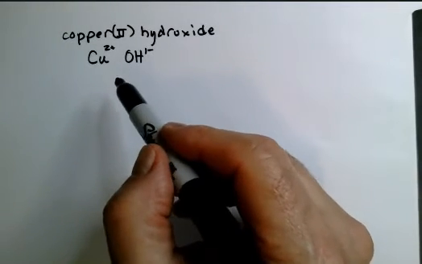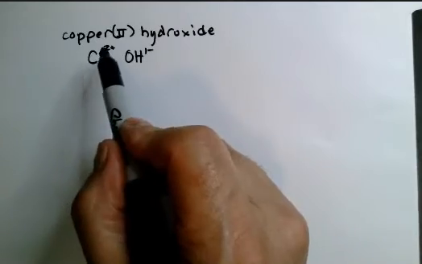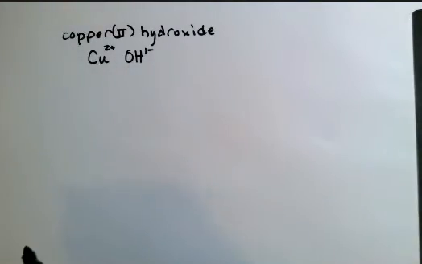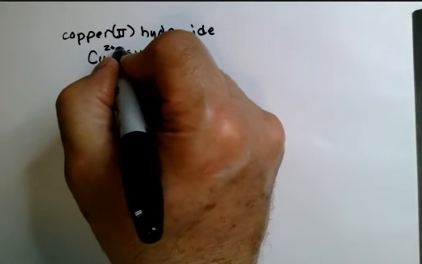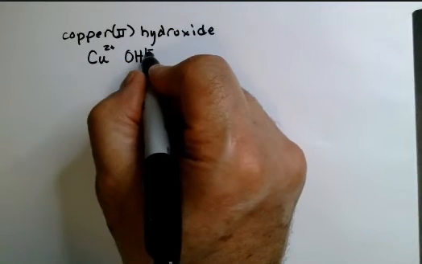I started teaching high school back in the 80s, and I did not say 2 plus and 1 minus. I said plus 2 and minus 1. I don't really know how that makes a lot of difference, but the textbooks now are doing it this way, so let us comply. Well, we have a plus 2 here and a minus 1 here.